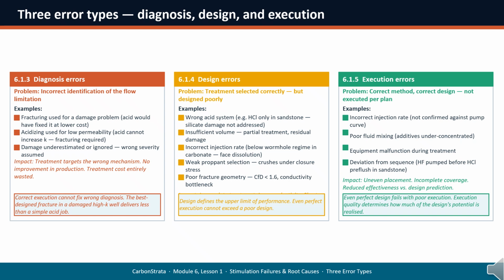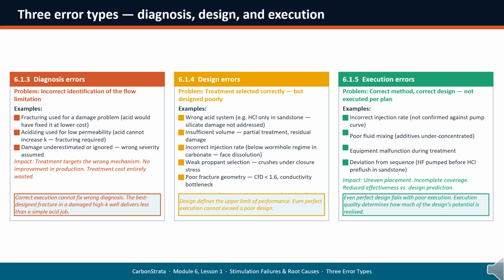Now define design error. Problem is identified correctly, but the solution is incorrect. Wrong fluid. Wrong volume. Wrong geometry. Wrong propant. System is addressed, but partially or incorrectly. Now define key consequence. Design sets the performance limit. Execution cannot exceed it. Now define execution error.